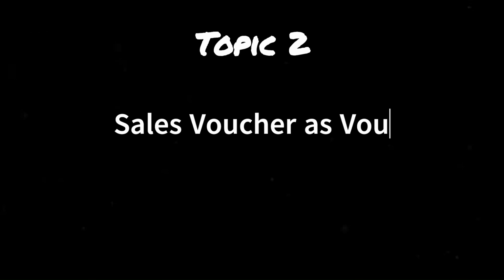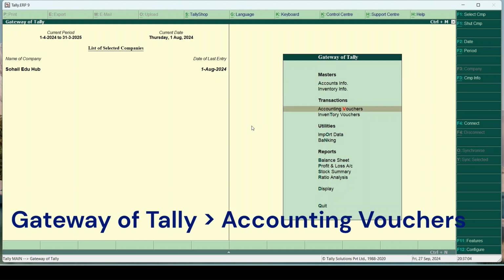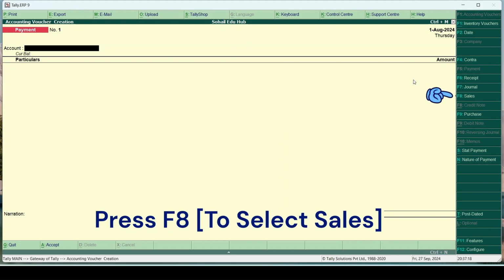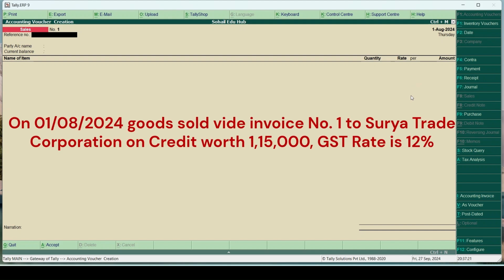Our second topic is making sales voucher entry as voucher mode. To make sales voucher entry in Tally ERP9, from Gateway of Tally, go to Accounting Vouchers. Now press F8 to select Sales. We will make the entry for this transaction visible on the screen.